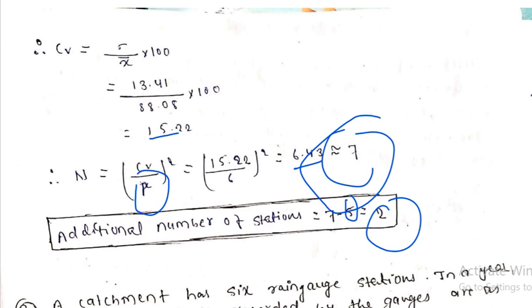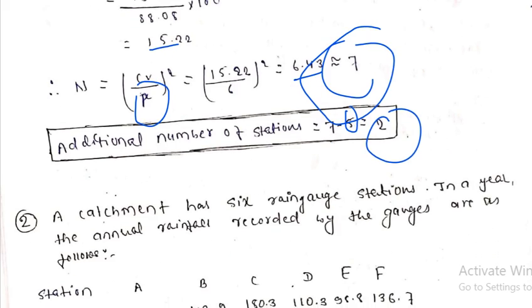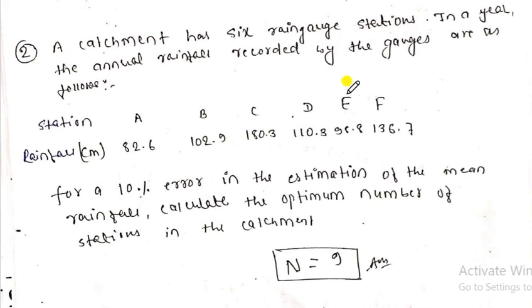Similarly, you can solve any type of numericals based on that. Once you see these questions, here also 6 stations are given, right, and a 10% error is given. So here we need to calculate the additional or the optimum number of stations, where the answer is 9. Hope you can calculate these. If you have any doubt, then please put your comment in the comment section so that I can clear all your doubts. Let's talk about another topic.